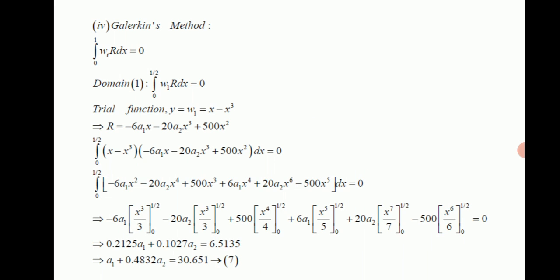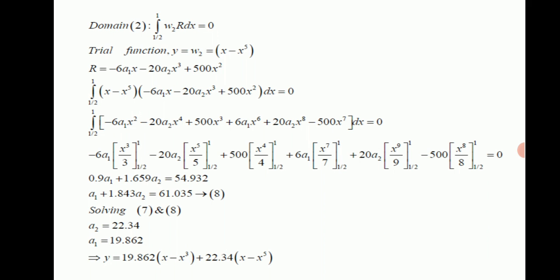And the fourth method is Galerkin's method, that is integral 0 to 1 of wi into r dx is equal to 0. For domain 1, integral 0 to 1 by 2 of wi r dx. In the Galerkin method, the trial function is assumed as the weighing function, that is wi is equal to x minus x cube. The same r is equal to minus 6 a1x minus 20 a2x cube plus 500x square. So for domain 1, we put 0 to 1 by 2, and we will get the solution as a1 plus 0.4832 a2 is equal to 30.651, and we take this as equation number 7.